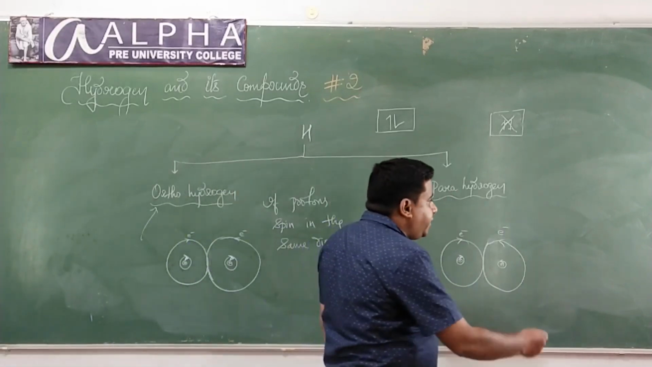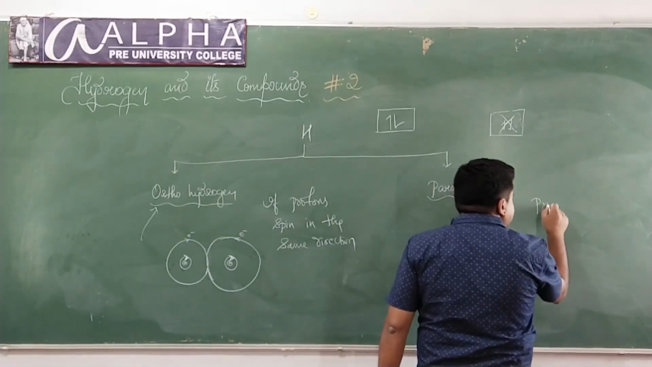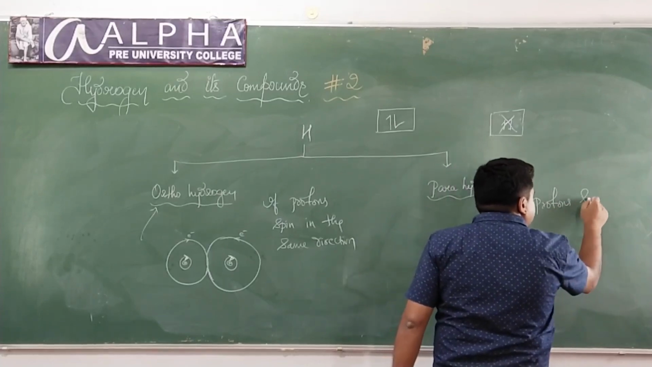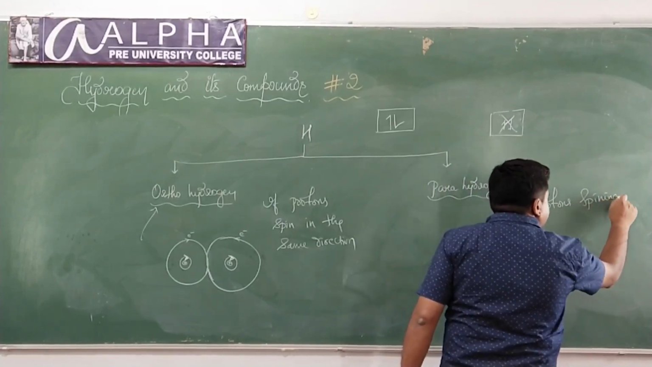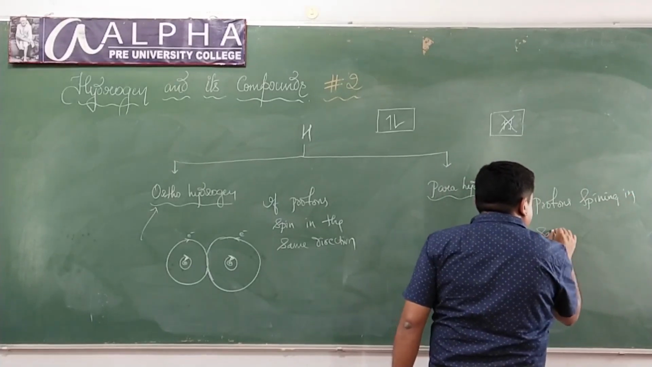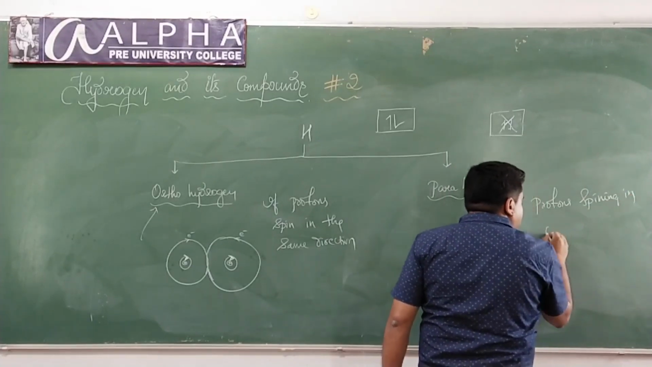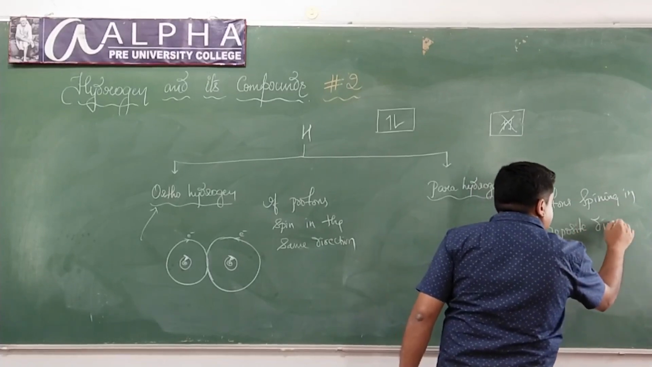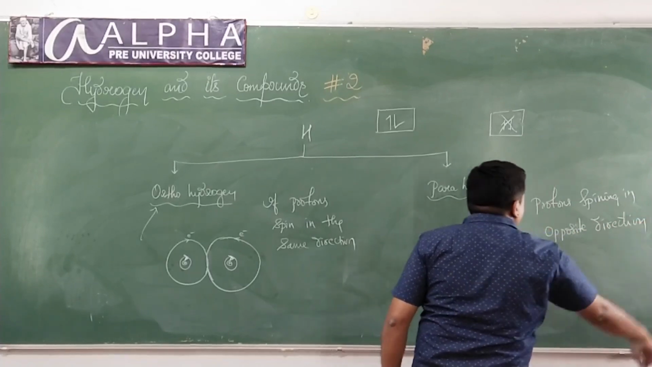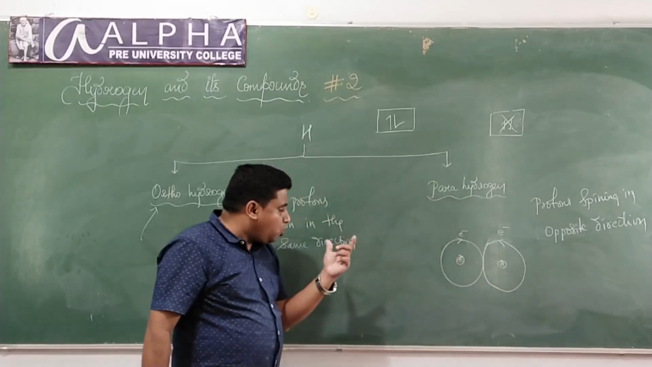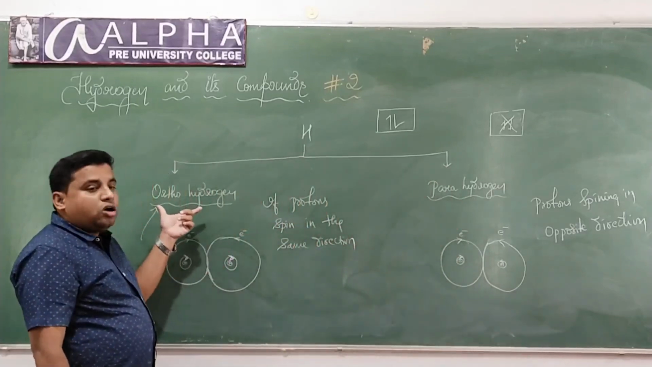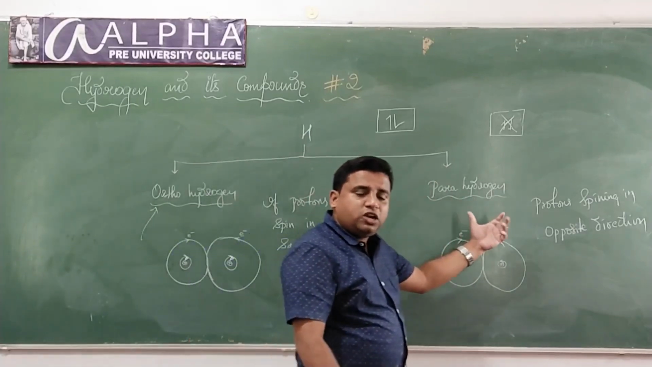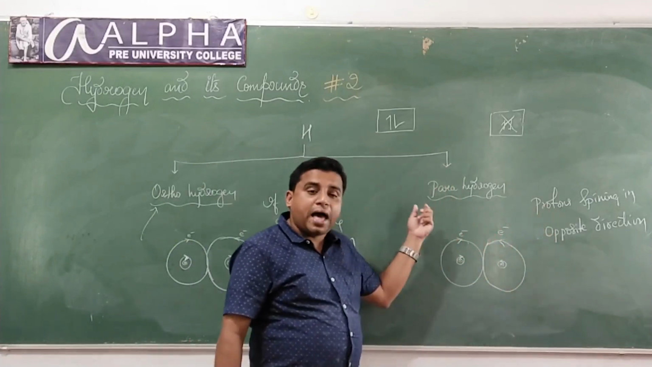So what is para-hydrogen? Protons spinning in the opposite direction is called para-hydrogen. If the protons spin in the same direction, it is ortho-hydrogen. If the protons spin in the opposite direction, it is called para-hydrogen.